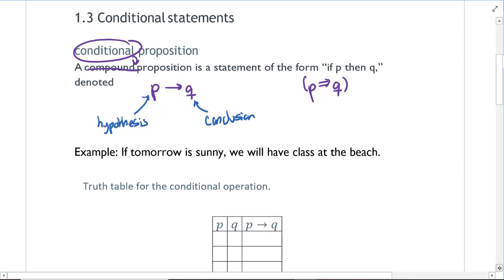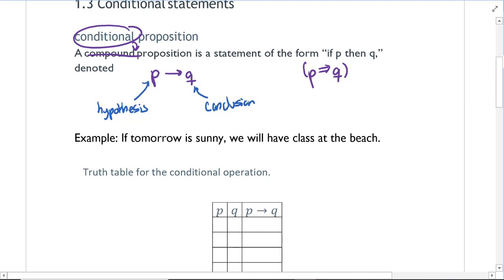So let's take a look at this example. Let's say I told you, if tomorrow is sunny, we will have class at the beach. This is an example of a conditional proposition. The word then is understood, and it's okay to put it in or leave it out, depending on how we are making the statement. We can put it in there for a little bit of clarity. When I was teaching high school geometry, one thing that we did is sometimes we would circle the hypothesis and underline the conclusion. And I think that that can be kind of helpful, especially when we're kind of new to all of this.